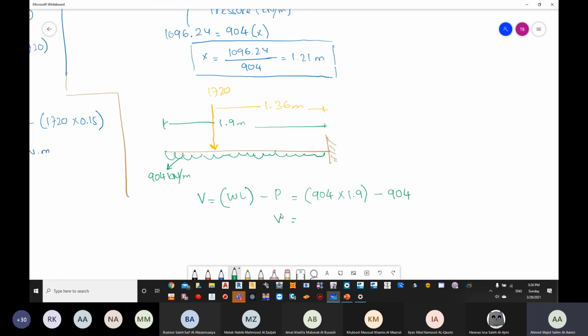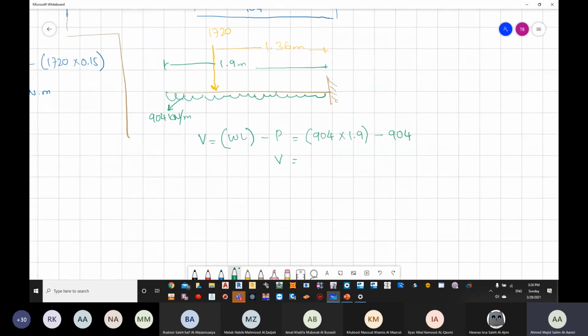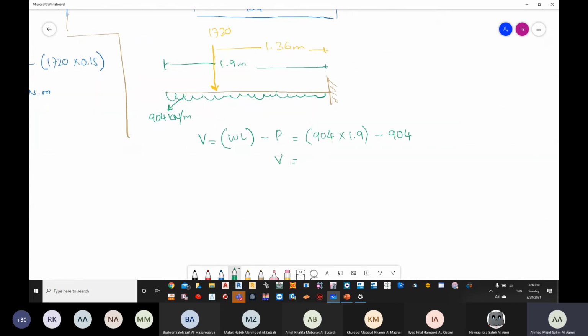How much is your shear force? It's not possible. Sorry, this is 1,04. My bad. This is 1,720. The point load is 1,720.